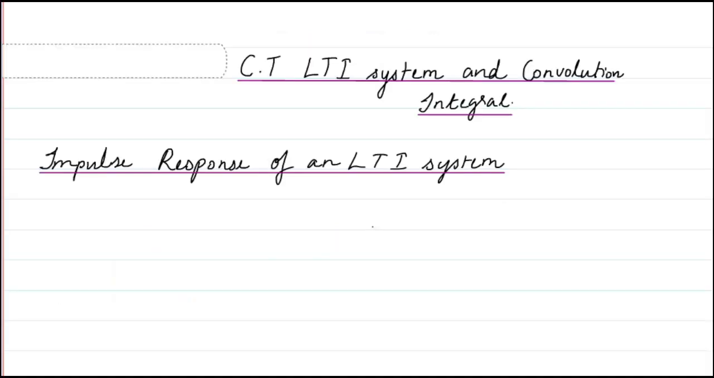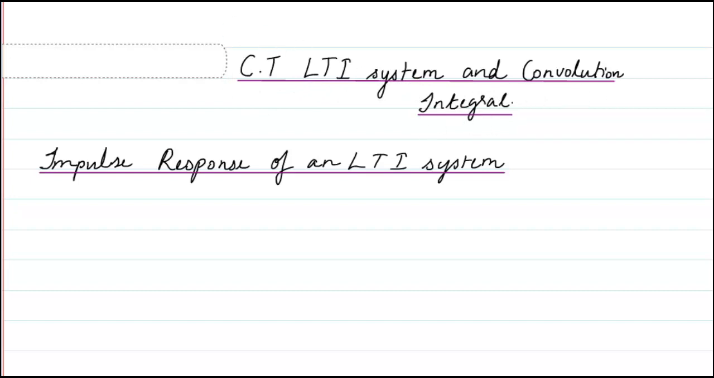Hello students, next we'll look at continuous time LTI system and convolution integral. So we have studied what is convolution sum. Now we are going to study the case of convolution integral. Of course, convolution integral happens in the case of a continuous time system. Continuous time system is different from discrete time system. Up till now we had studied discrete time system. Now we are going to study continuous time LTI system and the convolution integral that is there in it.